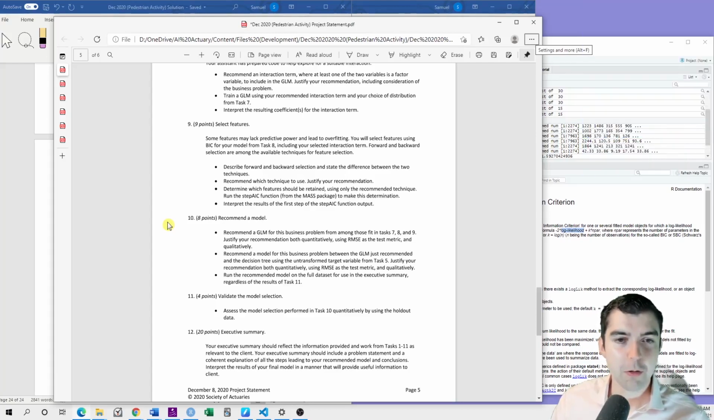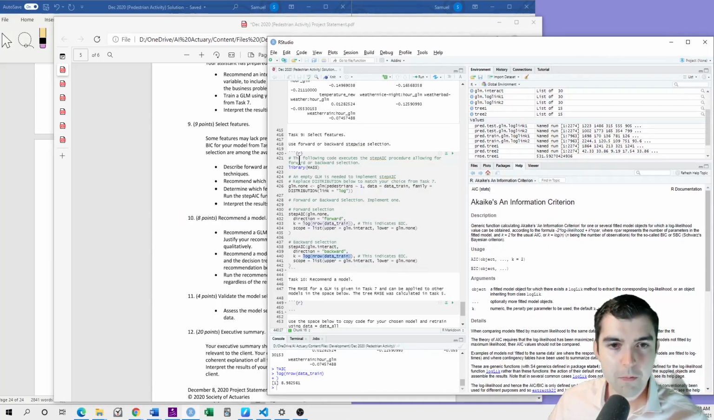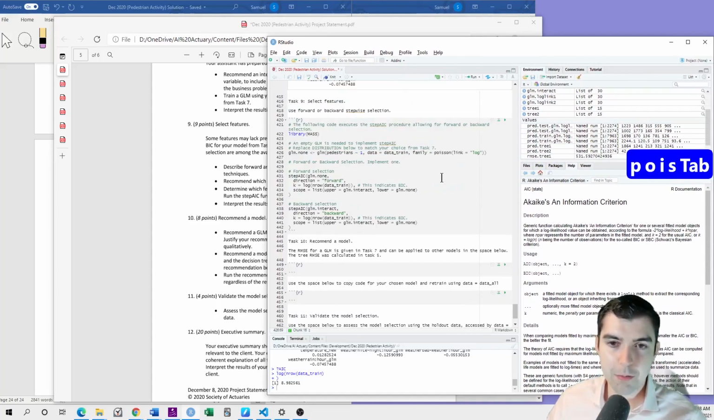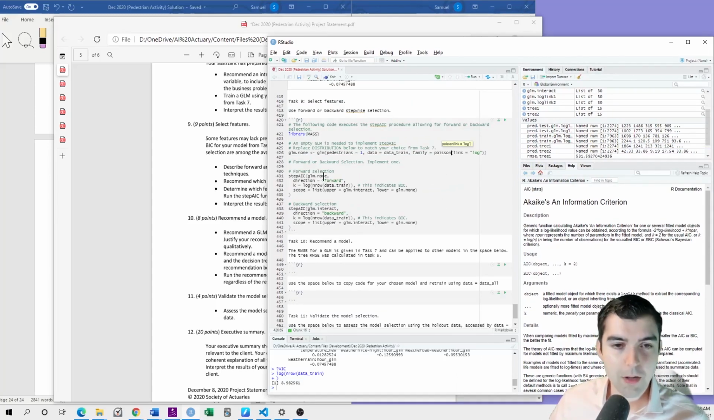Determine which features should be retained using only the recommended technique. Run the stepAIC function from the MASS package to make this determination. So let's look at the code. The following code executes the stepAIC procedure, allowing for forward or backward selection. An empty GLM is needed to implement stepAIC. Replace the distribution below to match your choice from task 7. So let's use the Poisson. If you chose a different distribution, then it would be reasonable to use that if you could justify it.